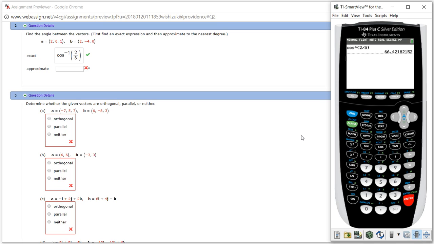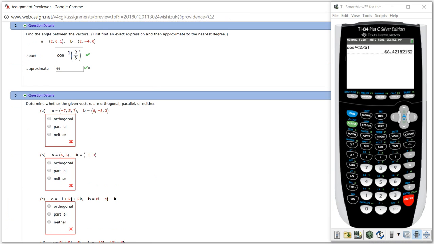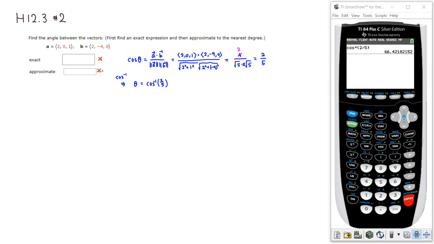It looks like we get 66.42, so the nearest degree would be 66 degrees. So I'm going to just type in 66. Then I'm going to go down and submit for testing. It came back and looks like we got the approximation correctly as well. That's it. I hope that this was clear.